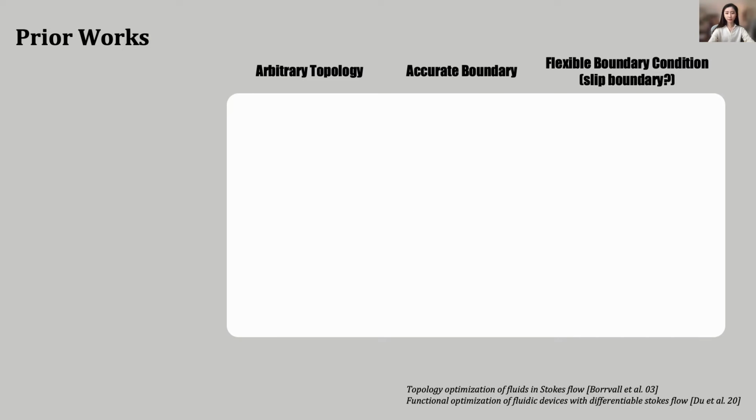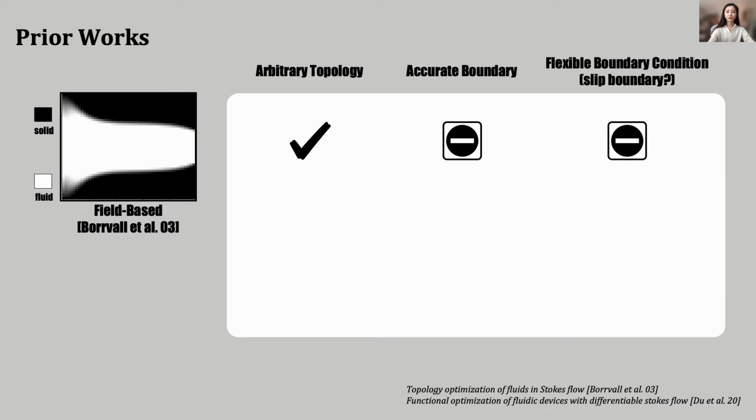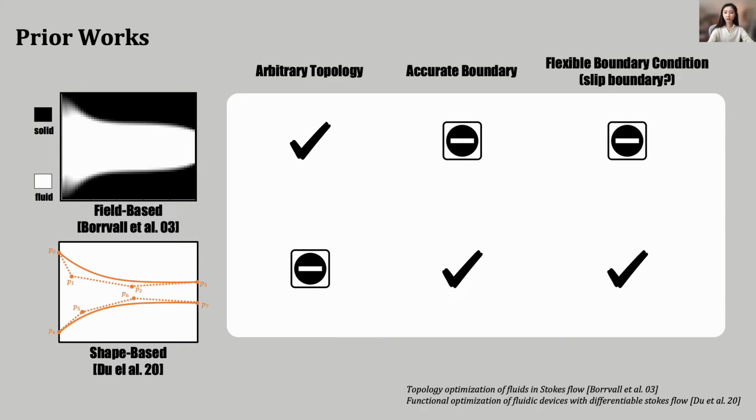Prior works can be categorized based on their geometry representation. The first class is the field-based method, and representative work is from Borrvall and colleagues from 2003. As mentioned earlier, this representation is limited by its inexact boundary representation. This poses a problem downstream for simulation, where it is impossible to model the slip condition, which requires us to know the local normal of the boundary. The second class is the shape-based method, and representative work is from Du and colleagues from 2020. Because the method represents geometry exactly, the solver can handle slip boundary condition, but the method disallows topology to freely evolve during optimization.